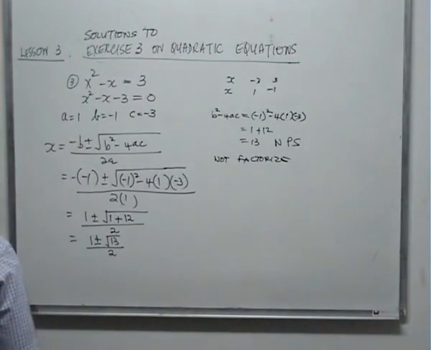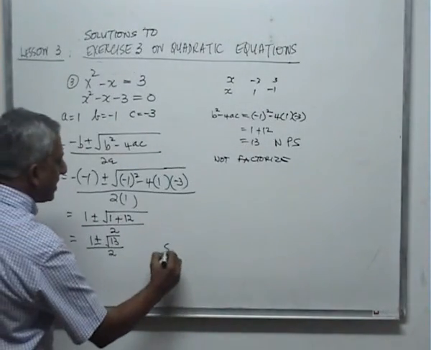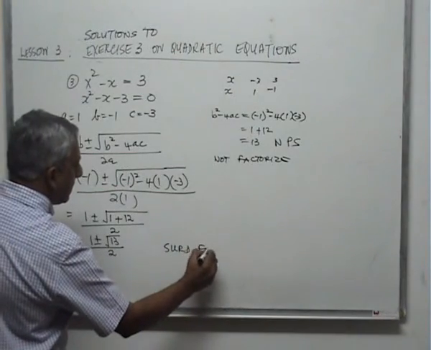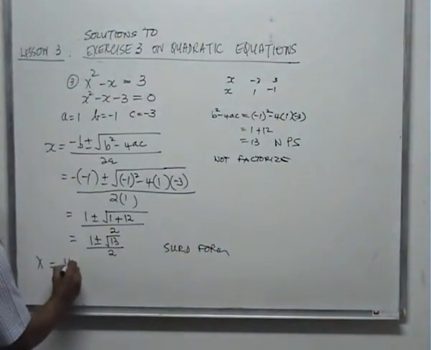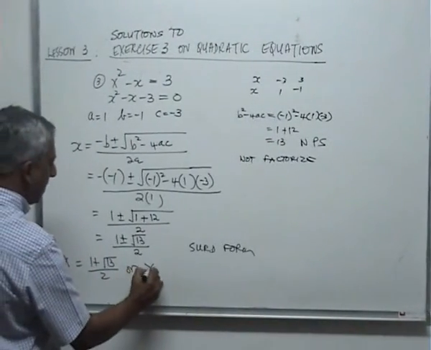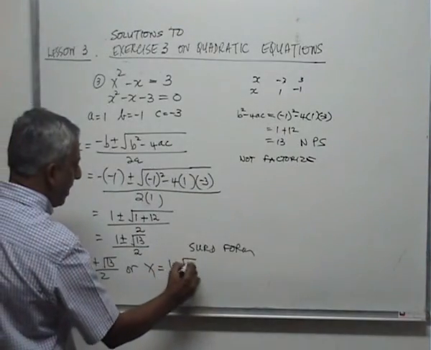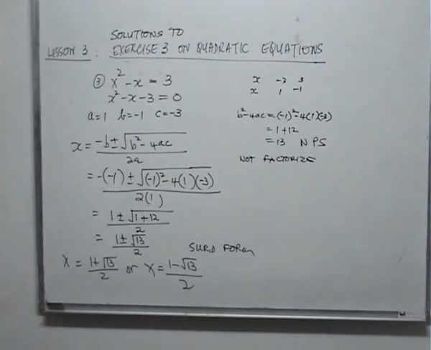Now let's see, what did the question say? I think it said leave the answer in surd form. They wanted the answer in surd form. Therefore, x is equal to 1 plus root 13 all over 2, or x is equal to 1 minus root 13 all over 2. That's number 3.